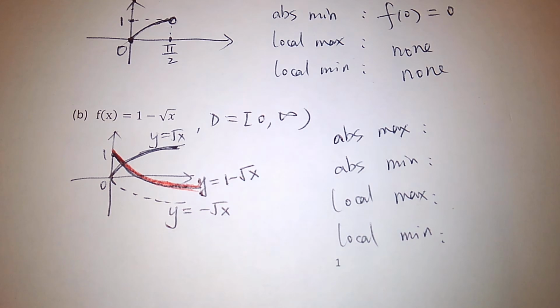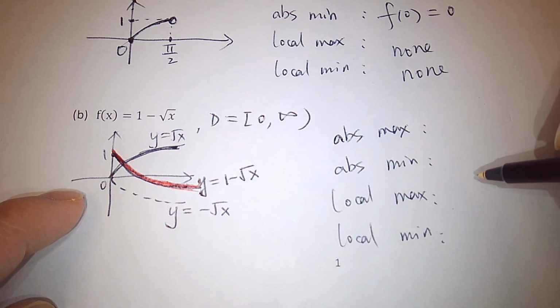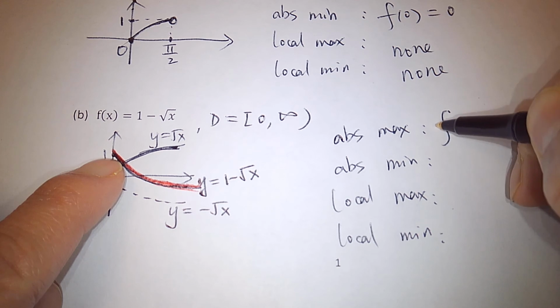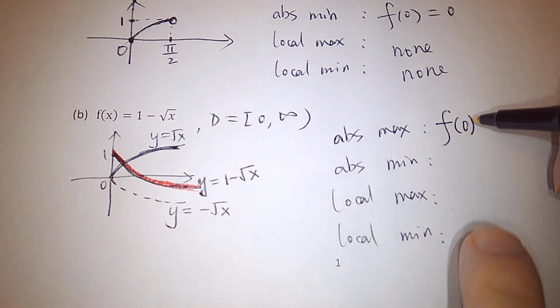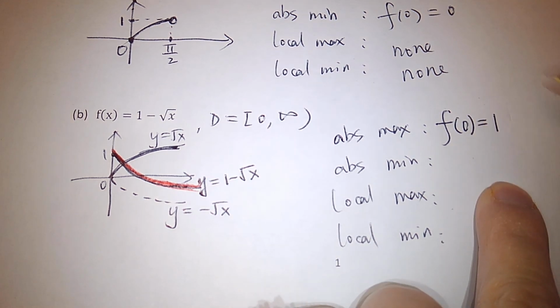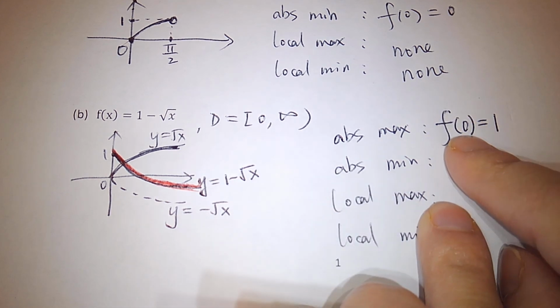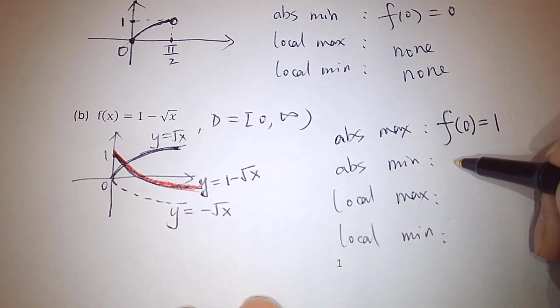Who wants to answer this question? Sammy, you want to try? Absolute maximum. It's going to be 0. Well, I mean, it's at x equals 0. But how do we write it? Oh, and f of 0, yes. You're right. But what is f of 0? 1. So 1 is the absolute maximum value. It occurs when x equals 0. Right. Do you have any absolute minimum value? I don't think so. No, none.